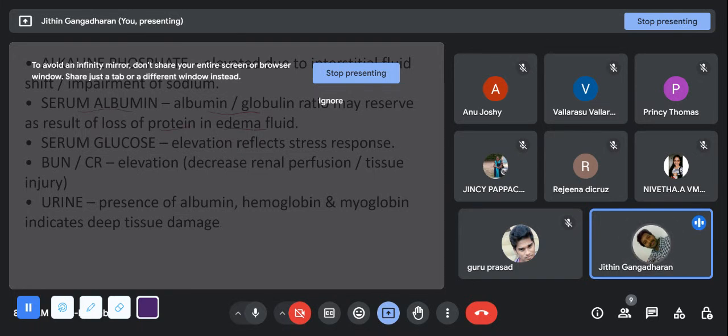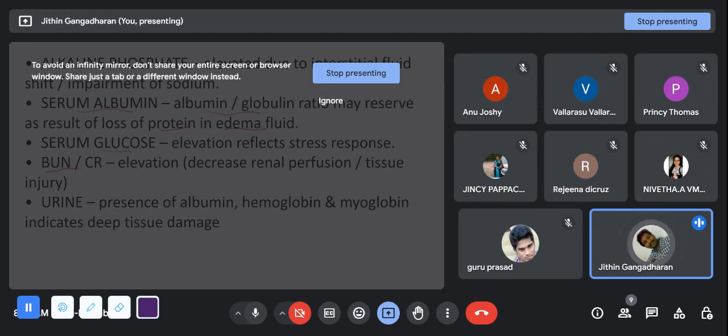Okay, serum glucose. Initially there is an elevation in the serum glucose as a result of the stress response. Okay, BUN will be increased. What is BUN? Blood urea nitrogen. There is an elevation in the BUN. Why? Because of decreased renal perfusion. Your kidneys' perfusion has decreased. That's why you can see an elevation in the BUN.